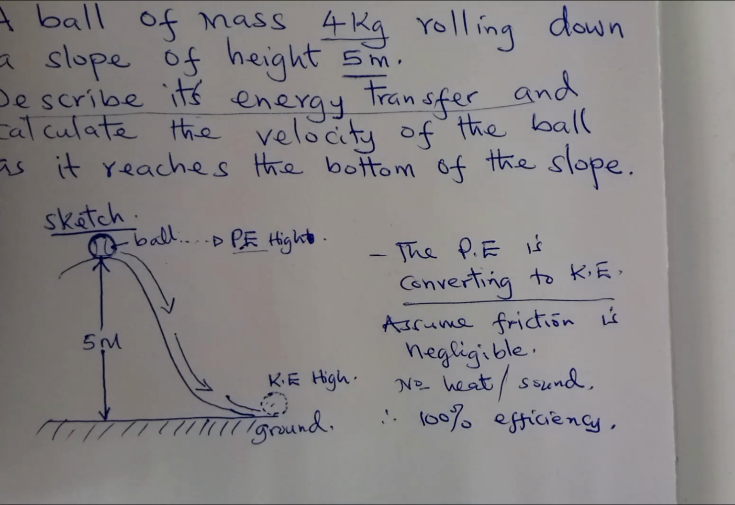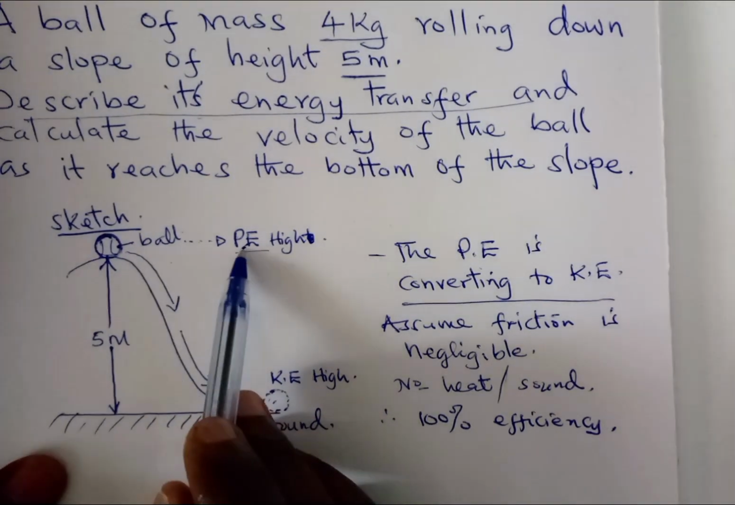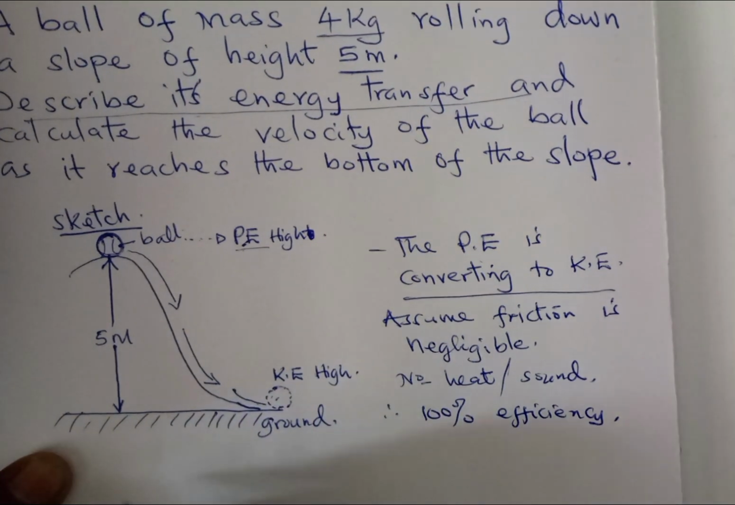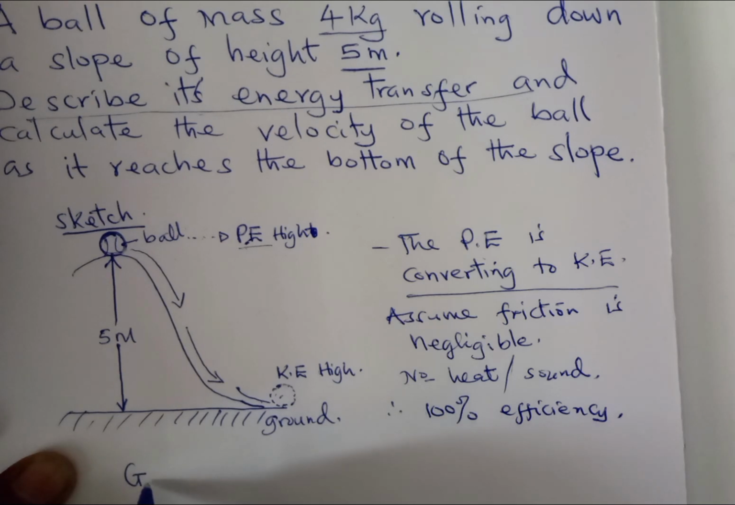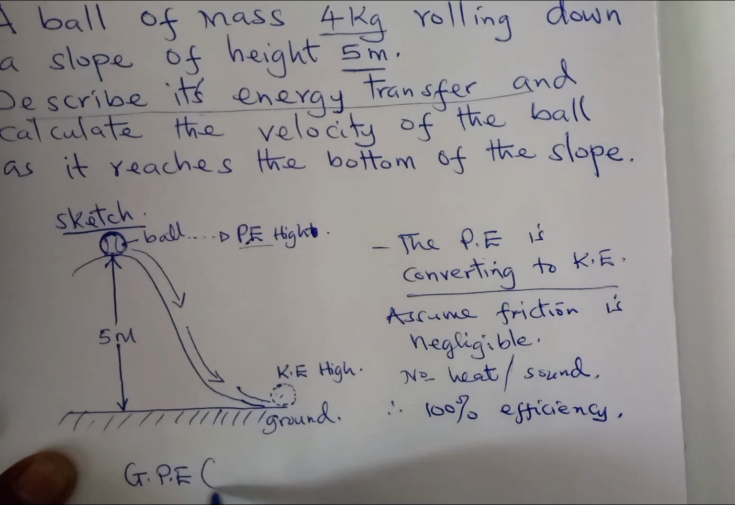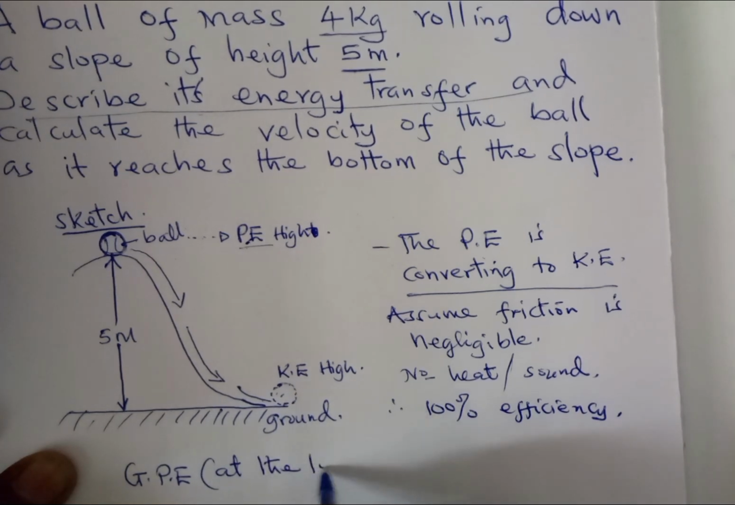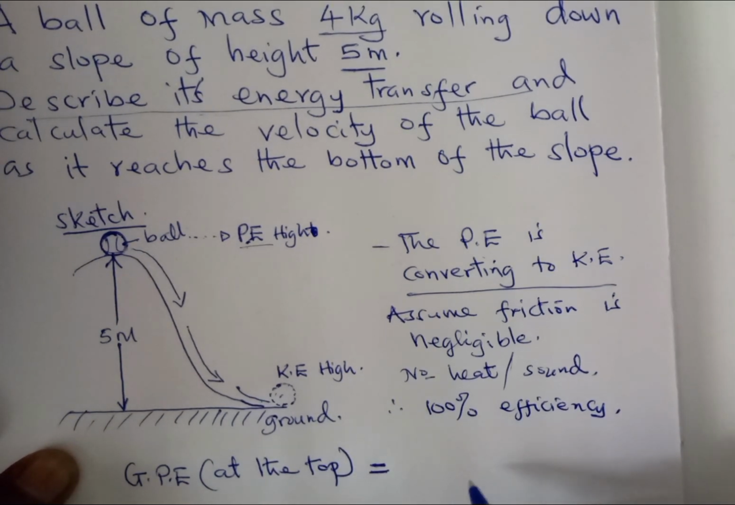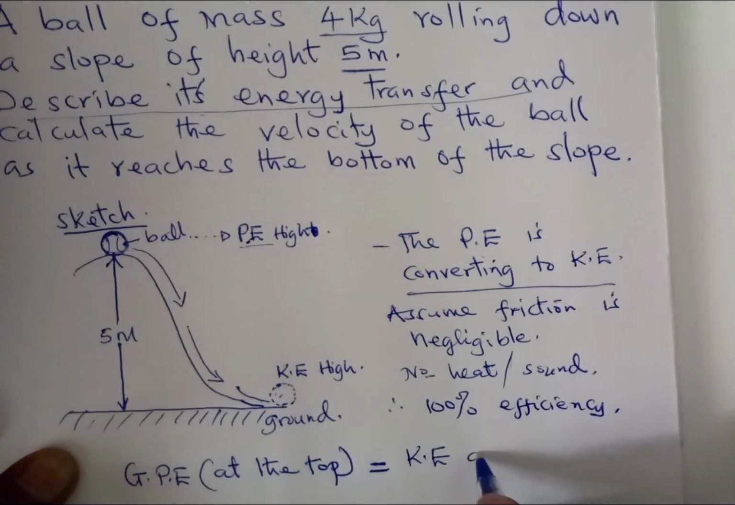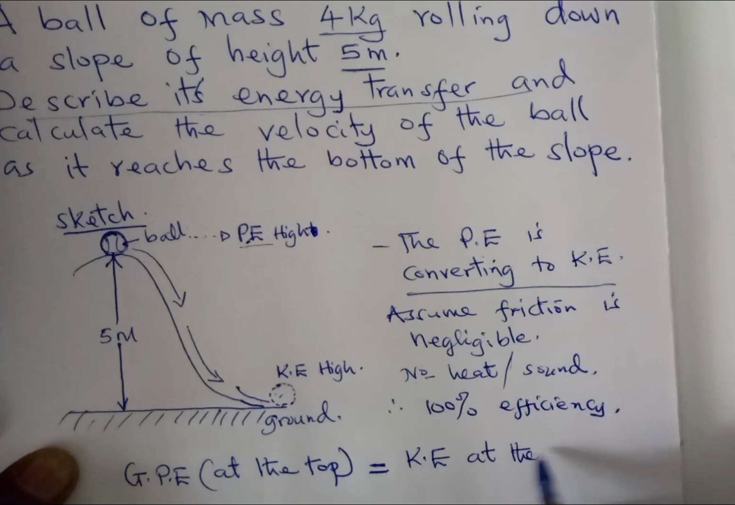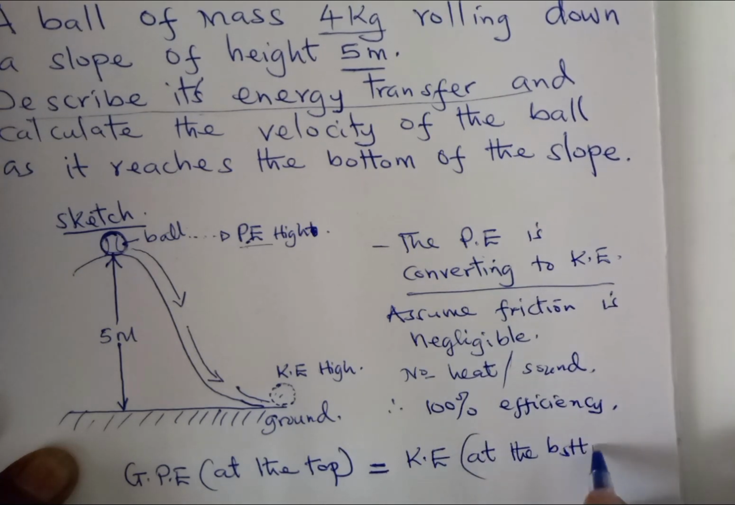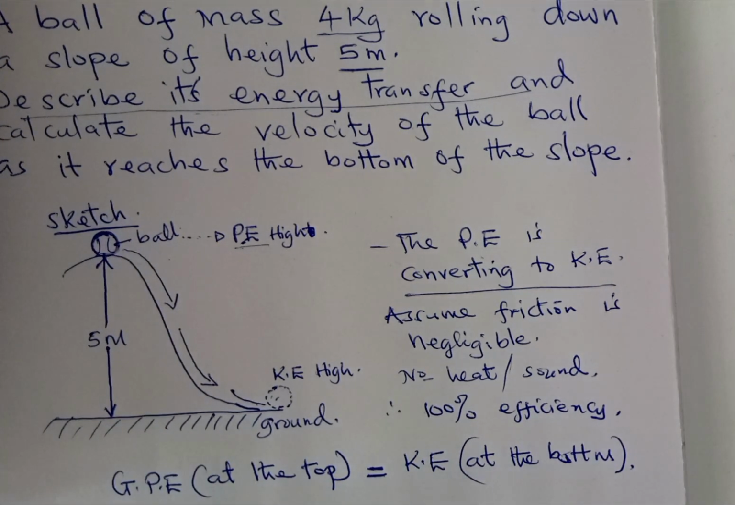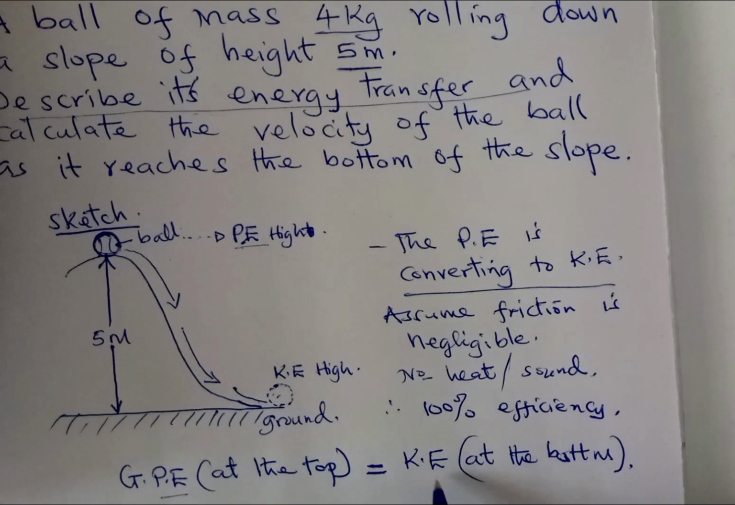Now, the gravitational potential energy at the top should be equivalent to the KE at the bottom of the slope, as the energy is being transferred from PE to KE.